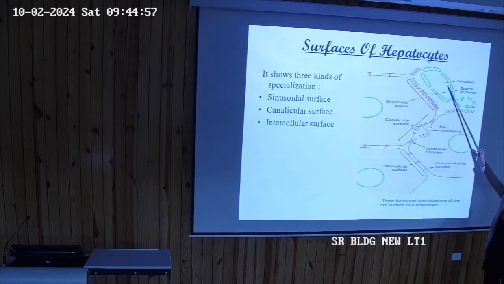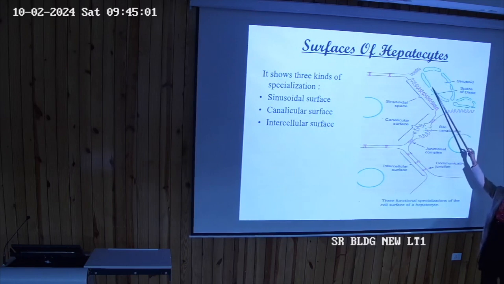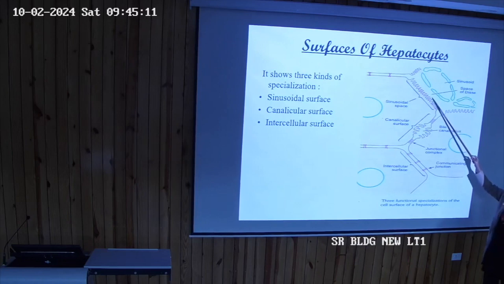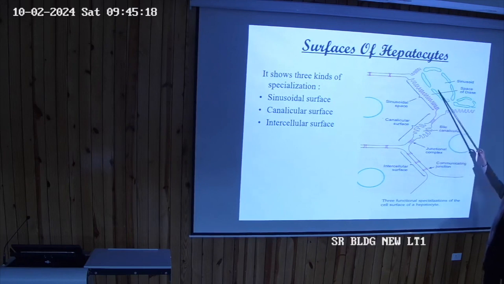So what does this arrangement show? This blue color, ये क्या है? This is the epithelium lining of the sinusoid, which is basically fenestrated, discontinuous endothelium, and then this is the space of Disse, and these are the microvilli present on this. So these 2 surfaces are enclosing this sinusoid.